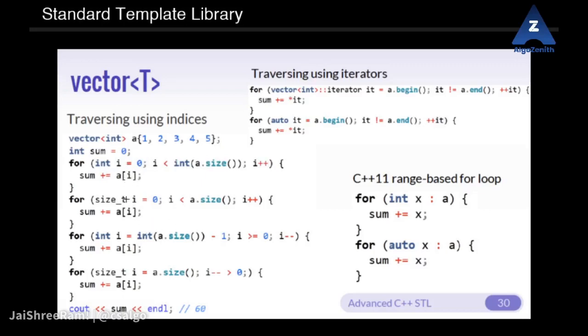Also you can use size_t, which is a dynamic type. Also you can keep integer i equal to the last element, so a.size minus 1 is the last element, and from that you go backwards. Also this works.